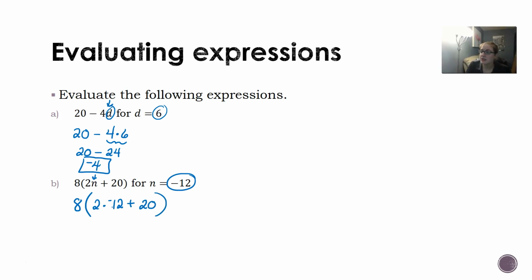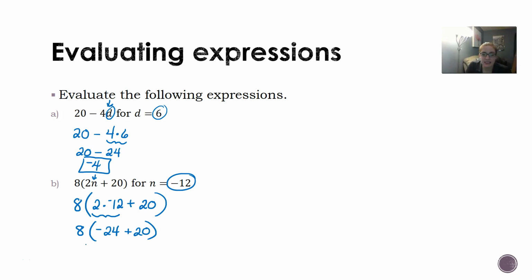n is replaced with negative 12. We're multiplying these two, this coefficient and this variable, so I change that to multiplication. Order of operations, got to do parentheses first. Inside the parentheses, we have to do multiplication. So this becomes 2 times negative 12, which is negative 24.